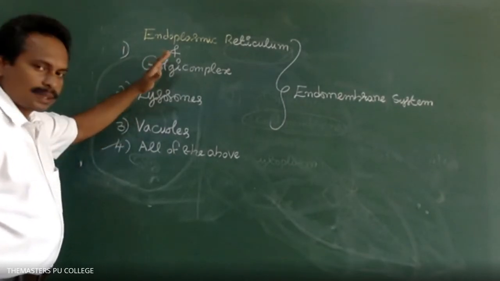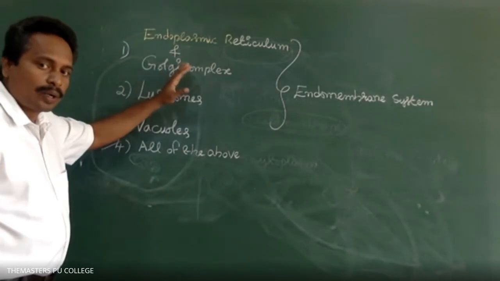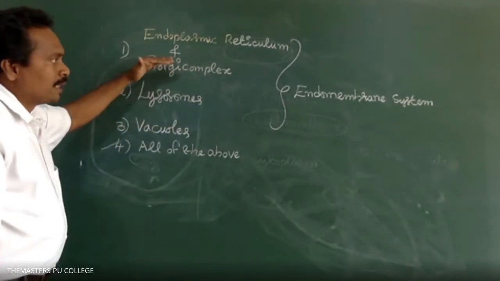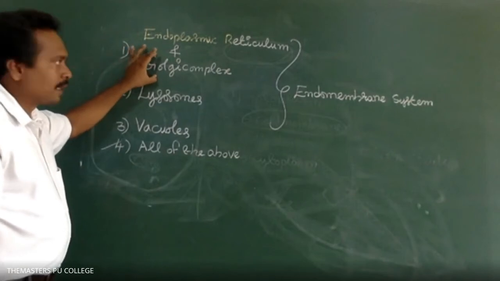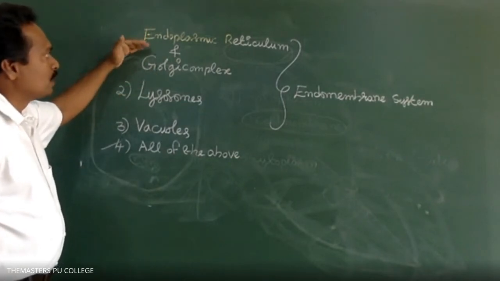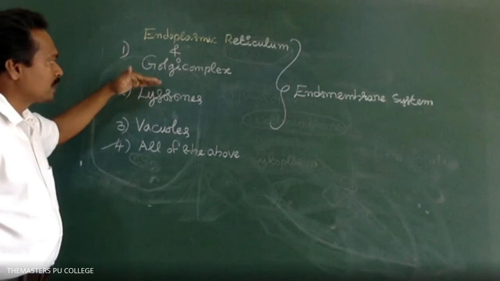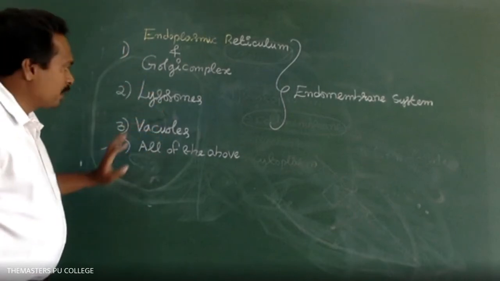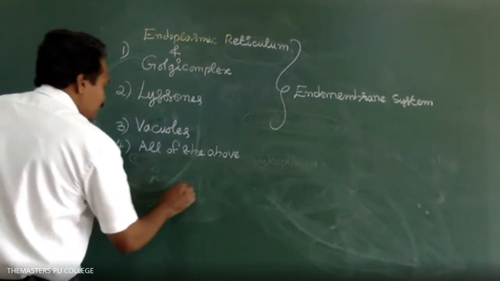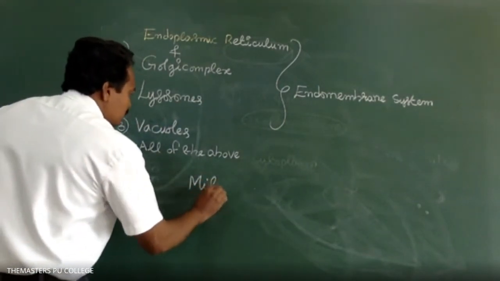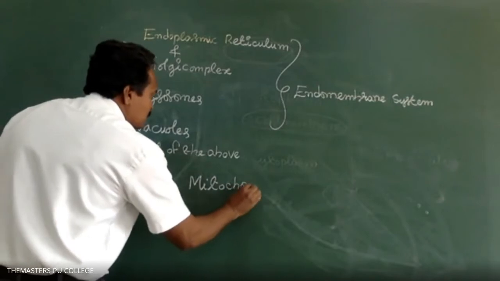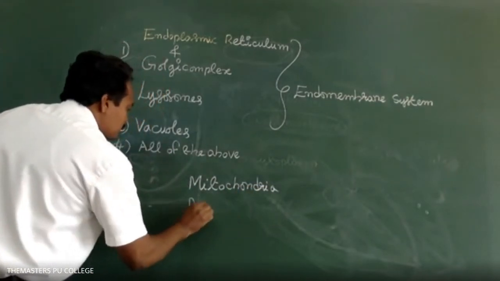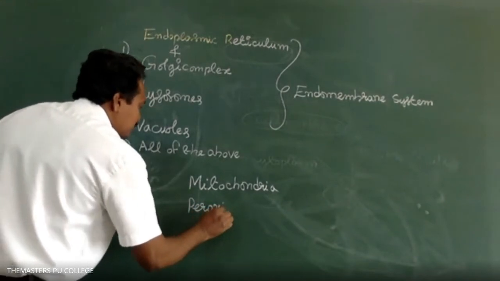Here the functions of these cell organelles are coordinated with each other, and they form the endomembrane system, which includes endoplasmic reticulum, Golgi complex, lysosomes, and vacuoles. The mitochondria and peroxisomes are not part of it.